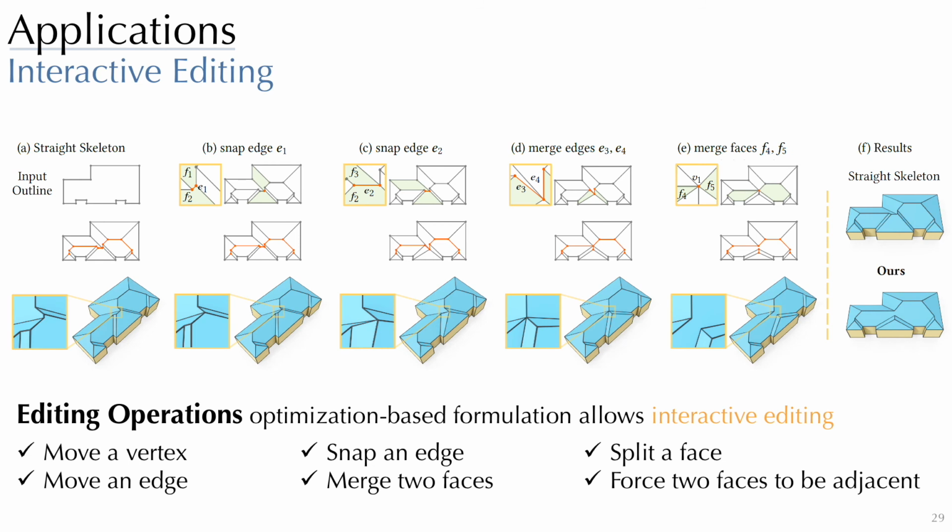One direct application of our method is interactive editing, which is not fully supported by straight skeleton-based methods. Here we show how to use our method to correct topological errors in the roof constructed by the straight skeleton. Our optimization-based formulation supports different operations, including moving a vertex or an edge, snapping an edge, merging 2 faces or splitting a face, or forcing 2 faces to be adjacent. On the right, we can see that our roof is more plausible than the one constructed using straight skeleton. Please see the supplementary video for more demonstrations.